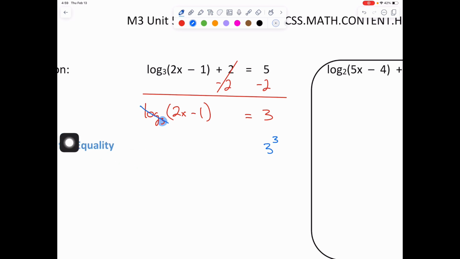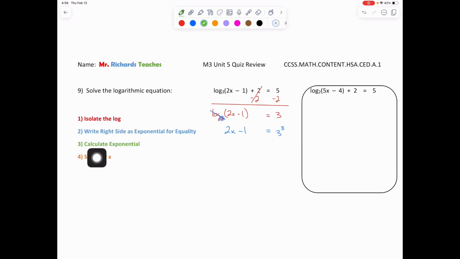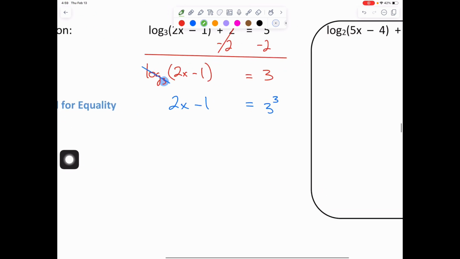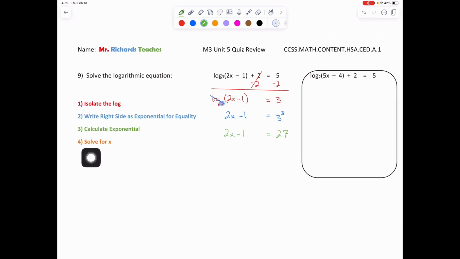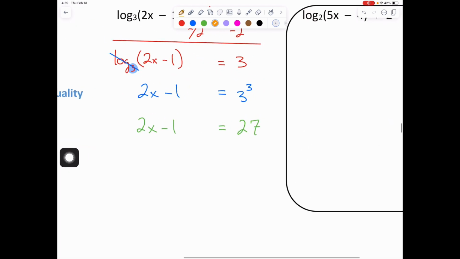Let's go ahead and get rid of that as it's now equal to it. Bring down our 2x minus 1. Set that equal. Step 3 in green, we need to calculate the exponential. Before we do so, let's just jot down 2x minus 1 equals 3 to the 3rd power. Yes, great work. 27. And step 4 in orange is simply to solve for x.